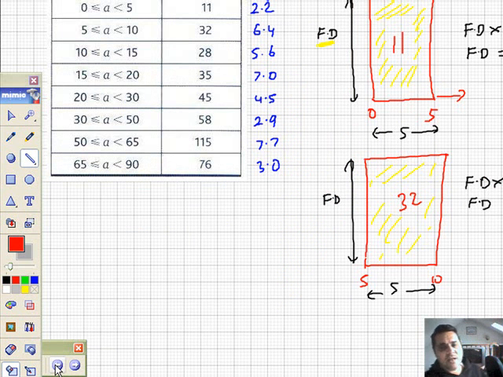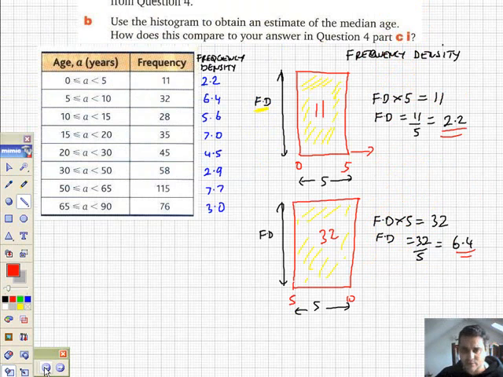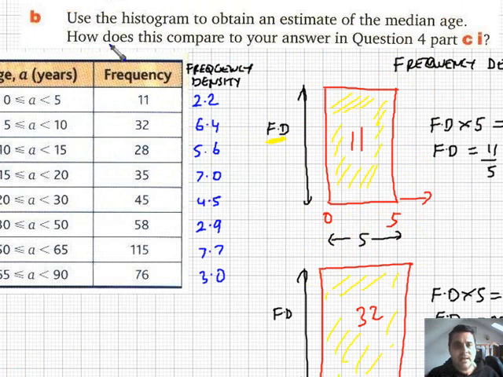Now, this is the hard bit. Use your histogram. This is part B. Use your histogram to obtain an estimate of the median age. And how does this compare with your answer to 4C? We'll get back to that in a minute. Now, I've got to use a histogram to find the median age.